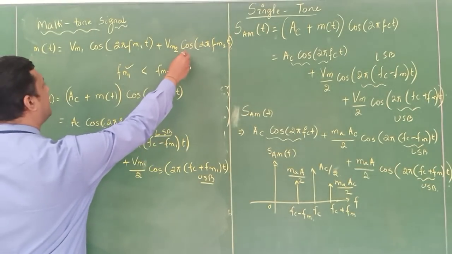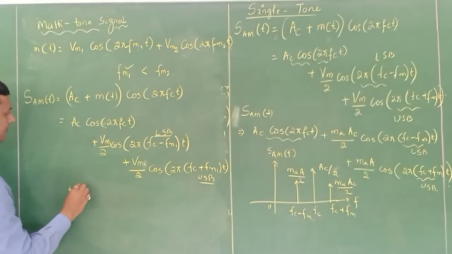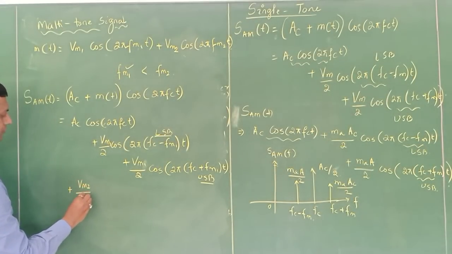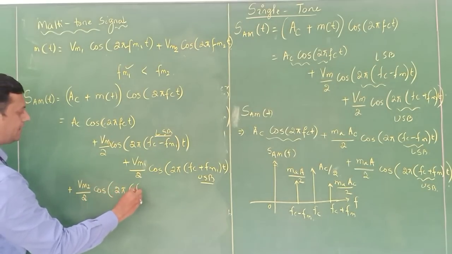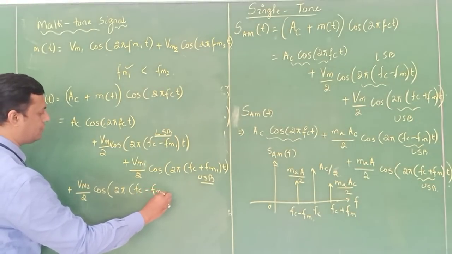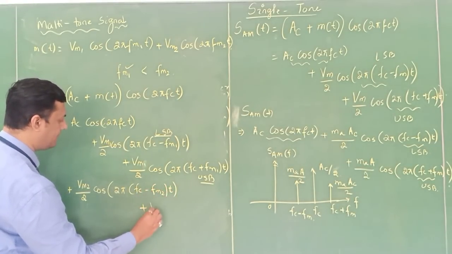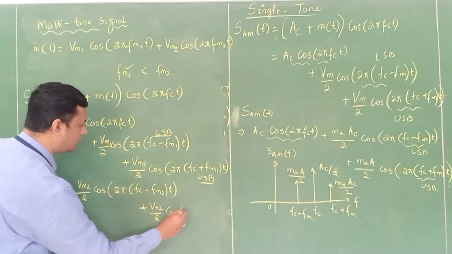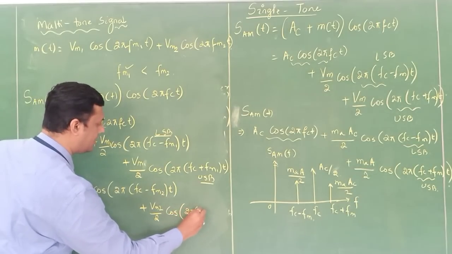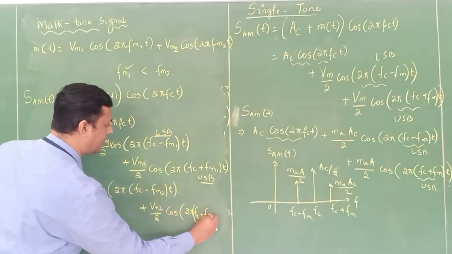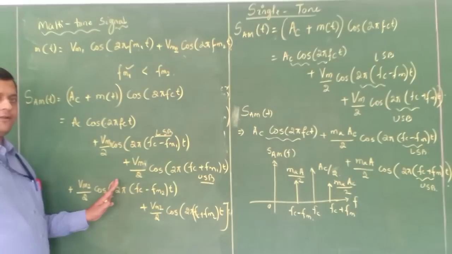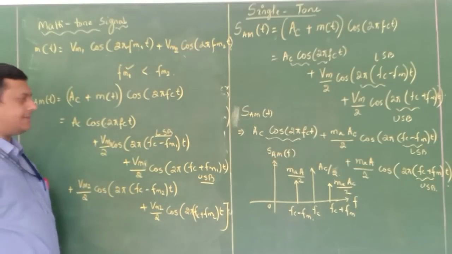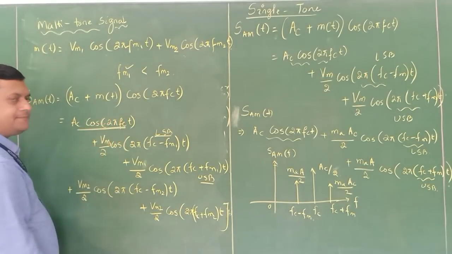Next, there is another set of information available. So plus Vm2 divided by 2 cos of 2 pi (Fc minus Fm2) t plus Vm2 divided by 2 cos of 2 pi (Fc plus Fm2) t. So this is the whole equation for the multi-tone signal. So first is our carrier. Okay.